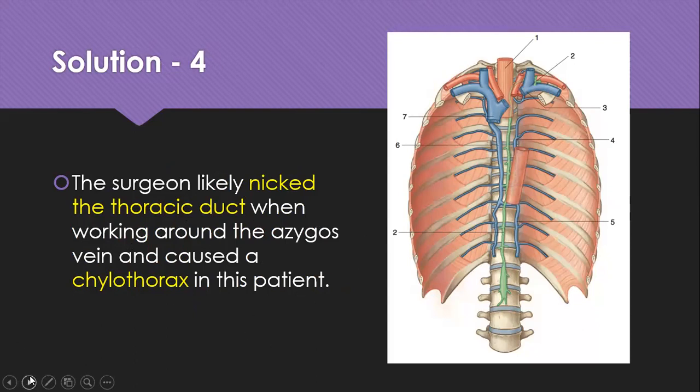Now I'll point you out to the thoracic duct. Sorry, the azygos vein first is shown with this arrow, and then the thoracic duct is shown. See how close in relation they are.